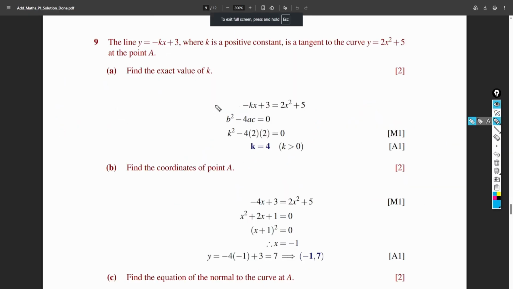So over here we have the line y = -kx + 3, where k is a positive constant, and it is tangent to the curve y = 2x² + 5 at the point A. Find the exact value of k.